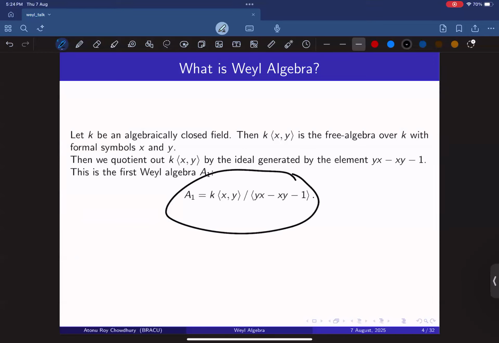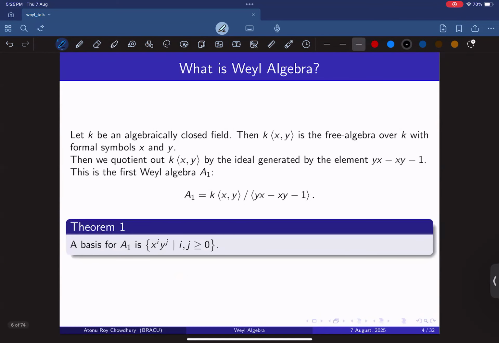As you can guess, since I'm calling it the first Weyl algebra, there are many more Weyl algebras to follow, but we're going to focus mainly on this first Weyl algebra today. In this algebra, yx minus xy is equal to 1, because we have quotiented out the free algebra by this ideal. So we have defined the Weyl algebra, and one can check easily that a basis for A1 is x to the power i, y to the power j, where i and j are non-negative integers.